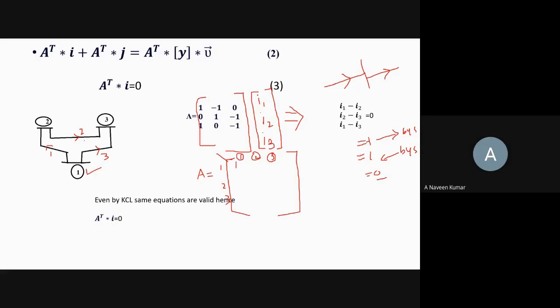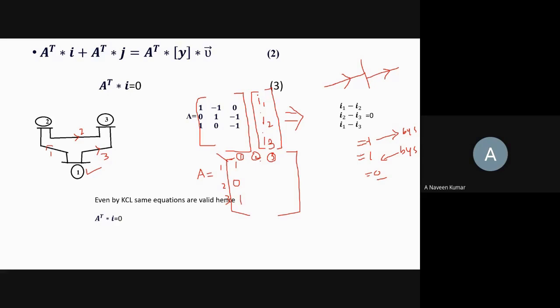Is element 2 connected to bus number 1? Please check here. Connected or not connected? Not connected, sir. So this is 0. What about element 3? Is it leaving or approaching? Leaving. So this is also 1.